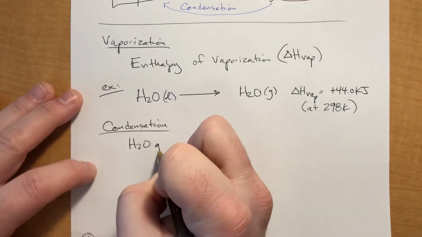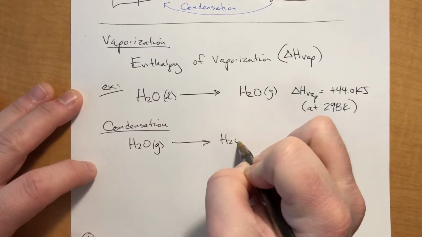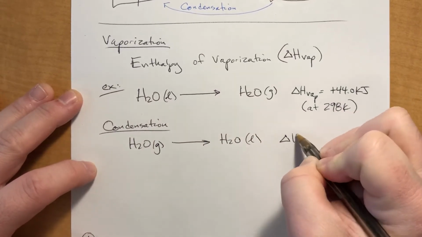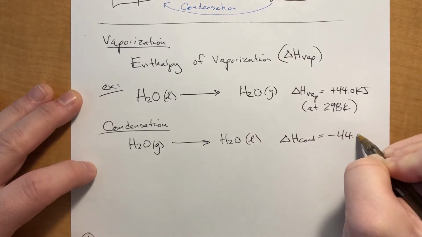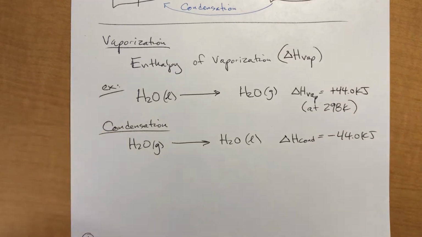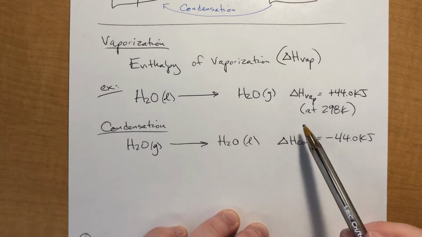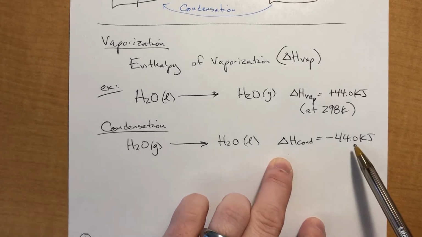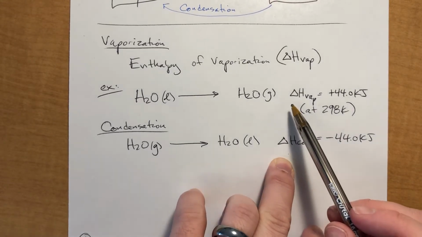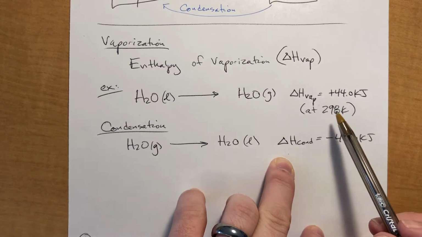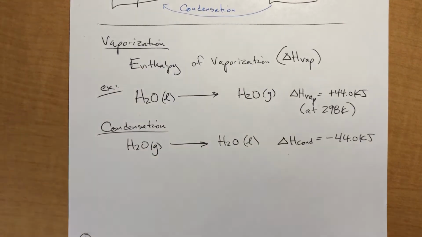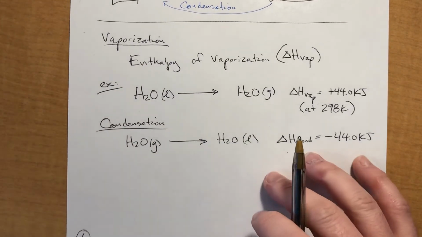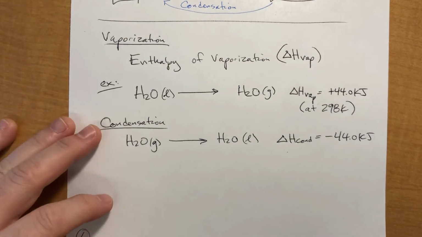So if you have H2O gas becoming H2O liquid, the delta H of condensation is equal to negative 44.0 kilojoules. Okay, so what I will tell you is that if you look in a textbook or online, you'll almost never find a table of enthalpy of condensations, but you might find a table of enthalpy of vaporizations, because it's understood that if you have this one, you can easily get this one by understanding that they're the reverse of each other.